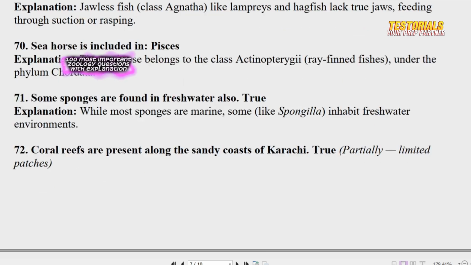70. Seahorse is included in Pisces. Explanation: the seahorse belongs to the class Actinopterygii, ray-finned fishes, under the phylum Chordata.